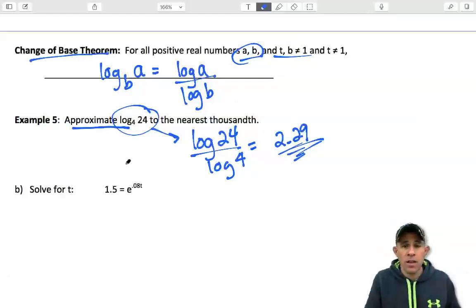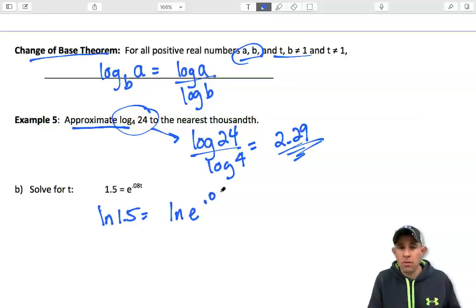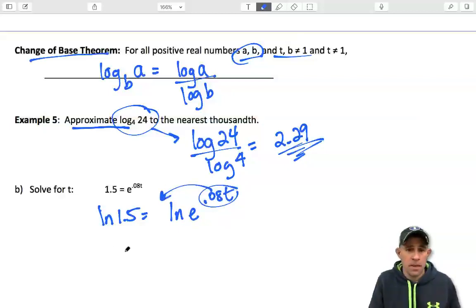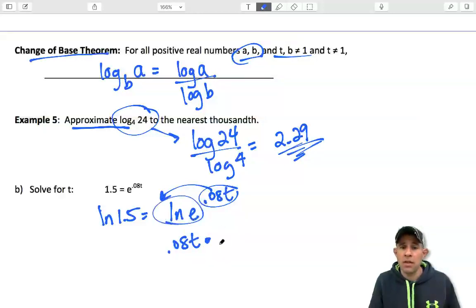All right, one final example for today and for this section here. We got 1.5 equals e to the 0.08t. We're going to take the natural log of both sides, natural log of e to the 0.08t. We're going to take that and apply our power theorem again. So that gives me 0.08t times the natural log of e, which is just 1, is equal to the natural log of 1.5.